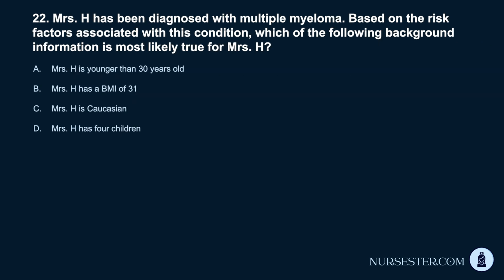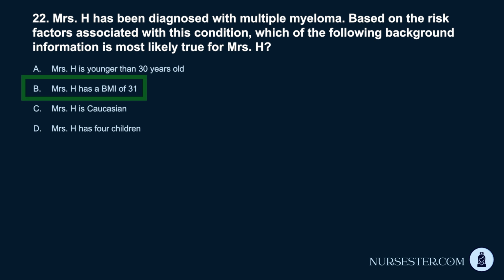22. Mrs. H has been diagnosed with multiple myeloma. Based on the risk factors associated with this condition, which of the following background information is most likely true for Mrs. H? A. Mrs. H is younger than 30 years old. B. Mrs. H has a BMI of 31. C. Mrs. H is Caucasian. D. Mrs. H has 4 children.